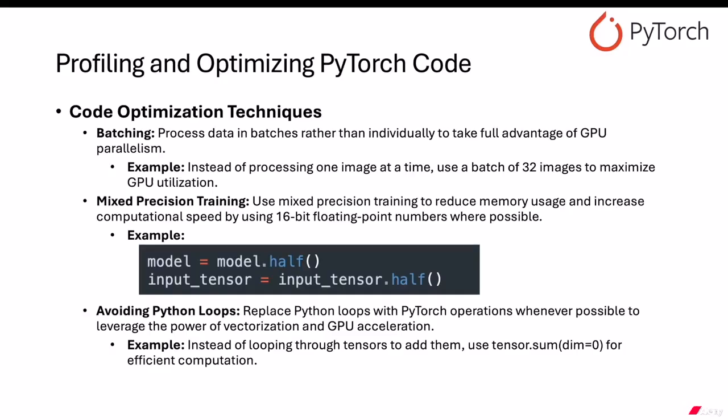Avoiding Python loops. Replace Python loops with PyTorch operations whenever possible to leverage the power of vectorization and GPU acceleration. Example is instead of looping through tensors to add them, use tensor.sum(dim=0) for efficient computation.